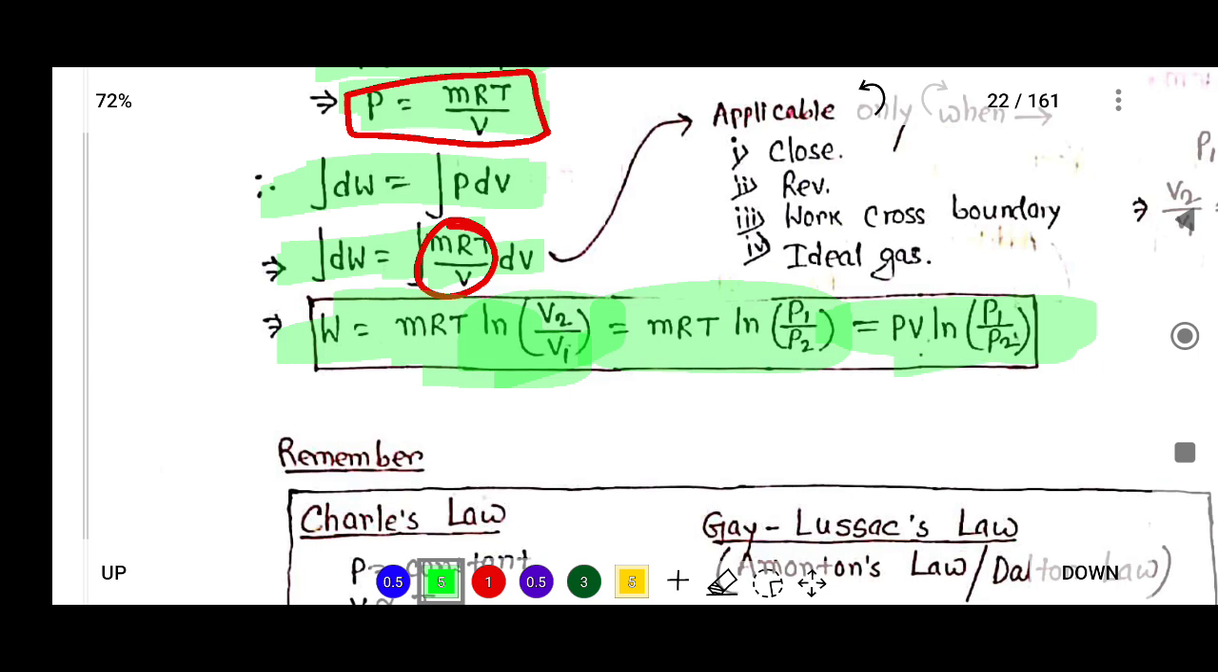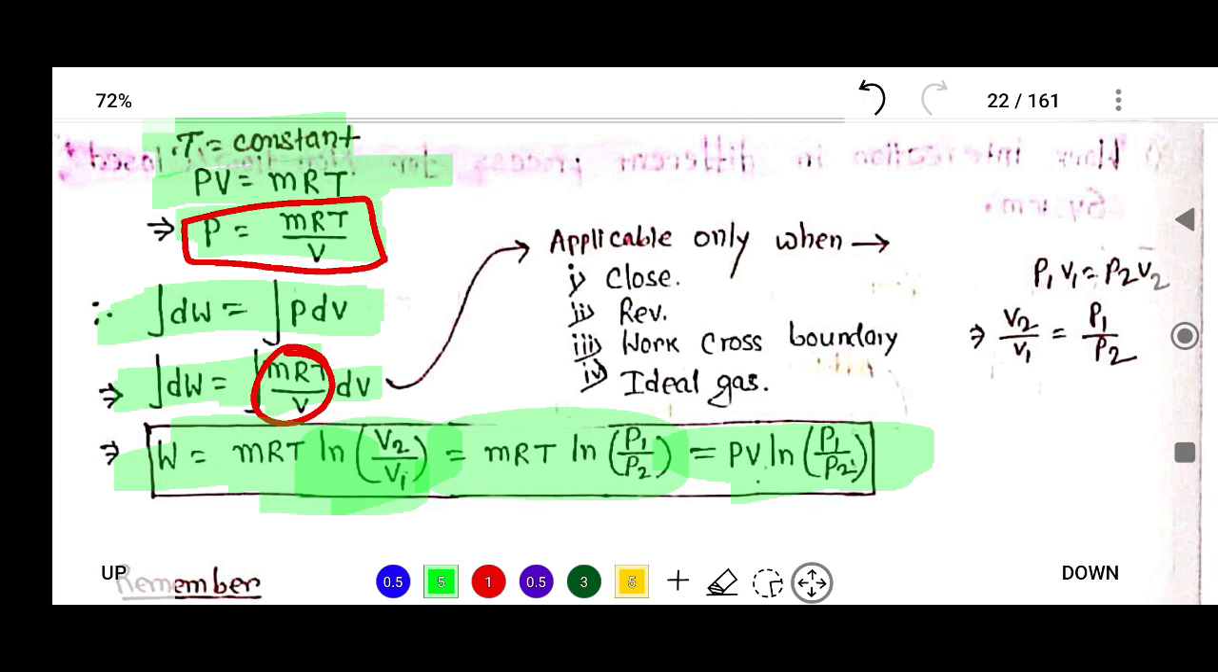This equation is applicable only when it is a closed system, reversible process, and work crosses the boundary. All three conditions apply, and there is an ideal gas. Then this equation is applicable only for the isothermal process. For an isothermal process the temperature is constant, so P into V is constant. So P1 V1 equals P2 V2, and V2 by V1 equals P1 by P2.